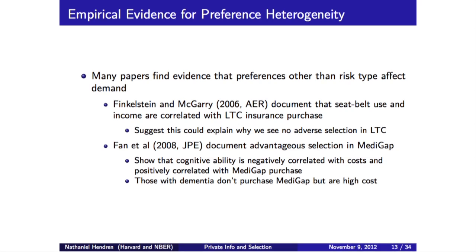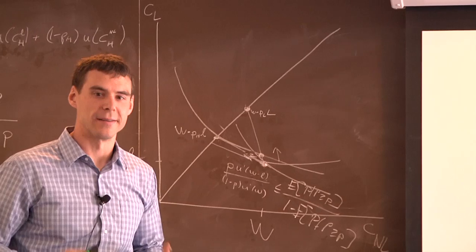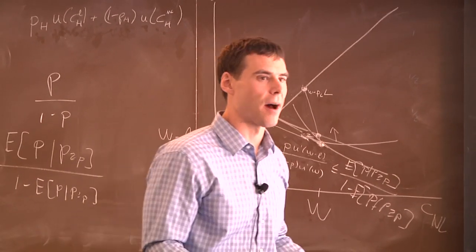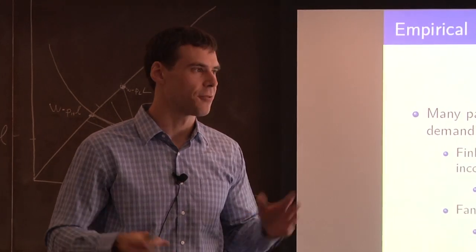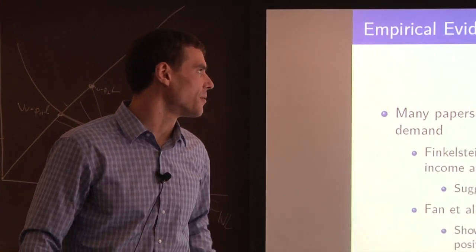And so basically what they're documenting, if you want to put it in one sentence, is that there are some people that have low cognitive ability, like people with dementia, and they also have high costs, so they're sick, but they also choose not to purchase Medigap. Okay? So this is a violation of the standard theory from Rothschild and Stiglitz that everybody has the same utility function, because some people have cognitive limitations, and that leads them to not purchase insurance policies even though they're high cost.